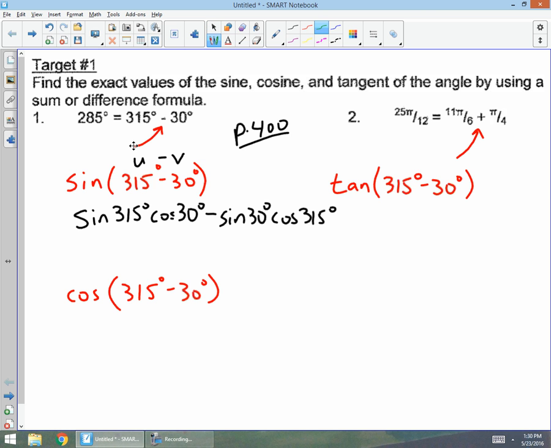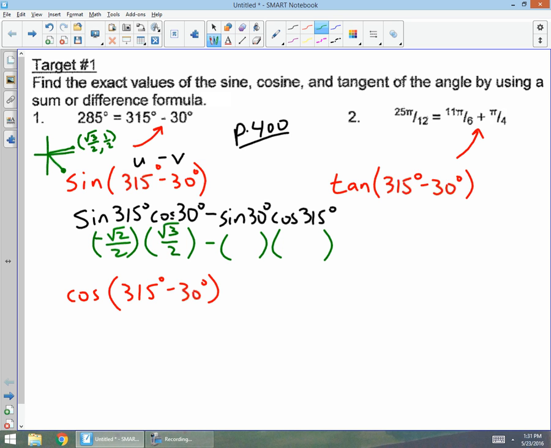Now let's change out the values. We know what the sine of 315 degrees is. So 315 is right there, and 30 degrees is right there. So the sine value would be negative square root of 2 over 2. The cosine value is square root of 3 over 2. Let's just put in our ordered pairs just so everybody's really clear. So the sine value, the y value, is a half, and then the x value of the cosine of 315 is square root of 2 over 2.